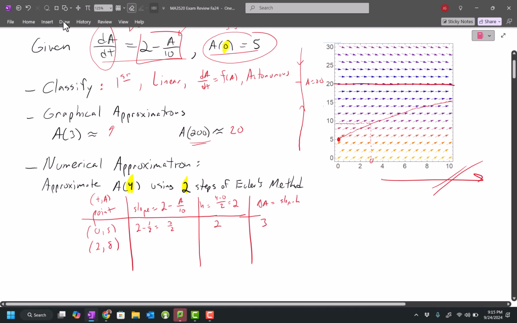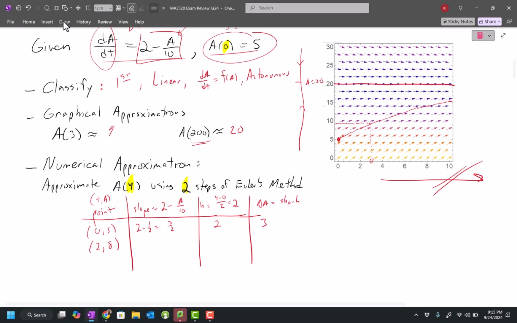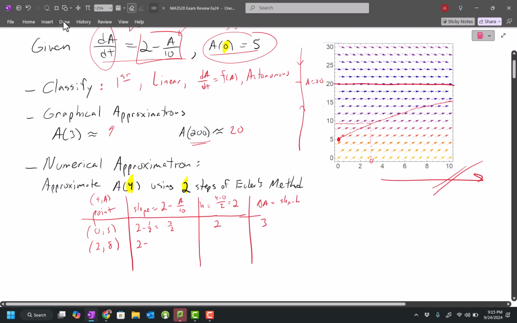From here I plug this new point value into my slope. From here I get 2 minus 8 over 10, or 0.8. In this case I'm going to get 1.2 is my value here. And since my step size is staying the same at 2, I get 2.4 for my change of a. Now I've gone over another 2 in the t direction, so I'm at t equals 4. And it looks like 8 plus 2.4 should be 10.4. So in this case, I would say a of 4 is approximately 10.4.